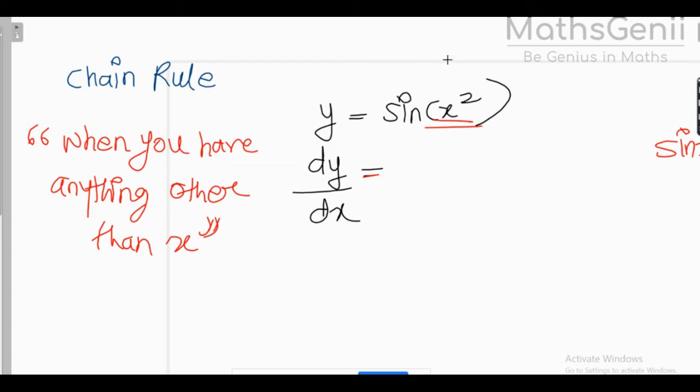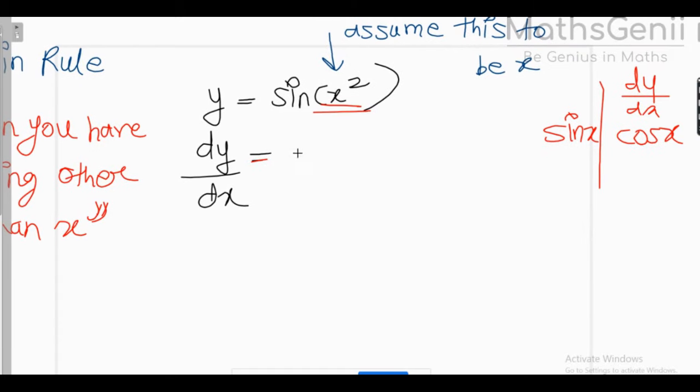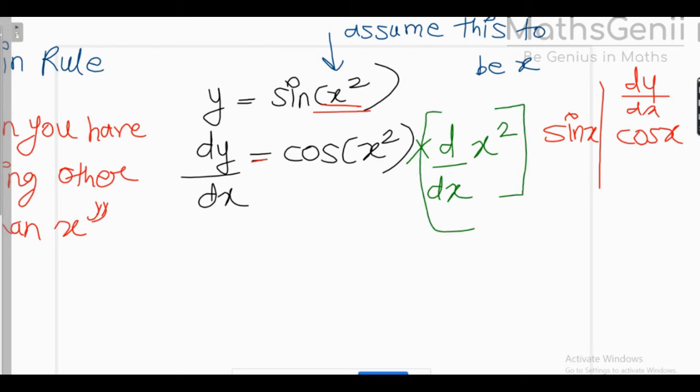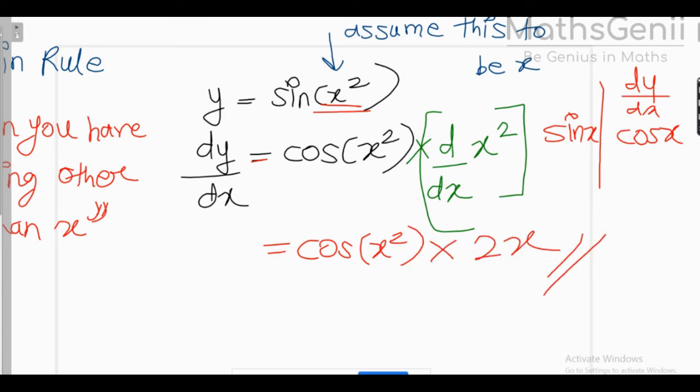Okay, now sin x square. Just ignore x square for a while. Let's assume this to be x in your mind. Now normally find the derivative. What is the derivative of sin x? It is cos x. I'll write cos x. But do I have x here? No, I have x square. So this is the extra term. What the chain rule states is that whatever function you are assuming as x, multiply by the derivative of it. So x square I had assumed as x, right? So I have to multiply by the assumed function's derivative. Now this will be cos x square as it is. What is the derivative of x square? 2x. Now this is my answer in two simple steps.